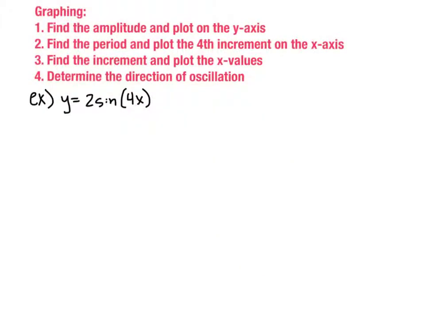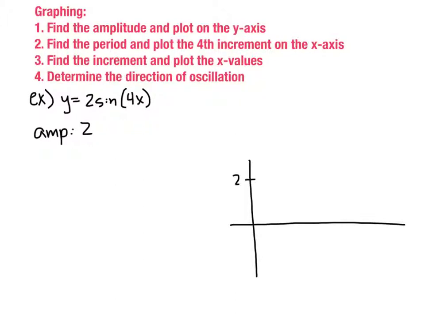Alright, these are the rules for graphing the sine functions. Just take a second and pause and write these down. Okay, so let's look at the example. y equals 2 sine 4x. So the first step is to find the amplitude and plot it on the y-axis. So what's the amplitude of this example here? 2. Okay, so got my graph. The amplitude is 2, so I'm just going to put 2 and a negative 2.